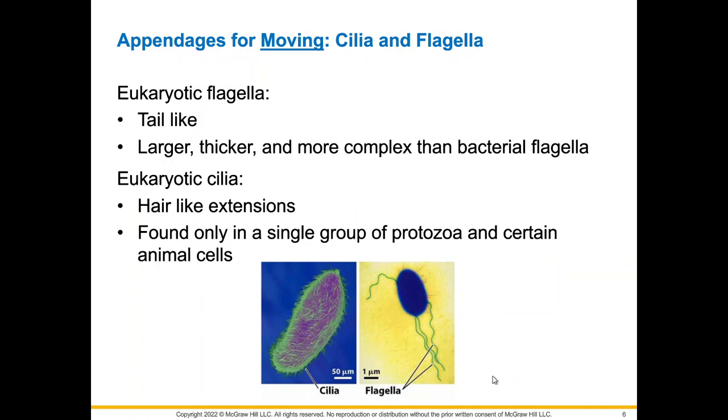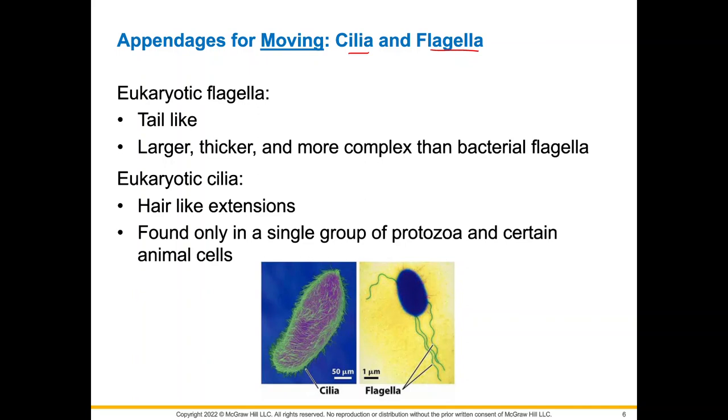These are typically used for moving. Cilia and flagella are found in some of our eukaryotic cells. We talked about flagella, I'm pretty sure, in Chapter 3, because bacteria can have those too. But our eukaryotic flagella is larger and thicker than our bacterial flagella. It's more complex, but it does still serve that motility function. It helps the cell move.